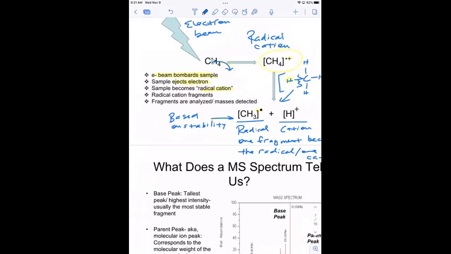All right, so you get to determine which piece is the radical, which piece is the cation. All right, any questions so far? No, sir. All right.